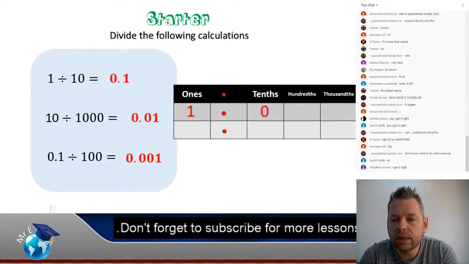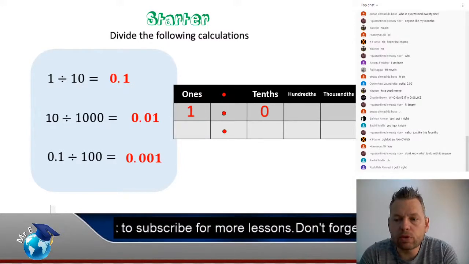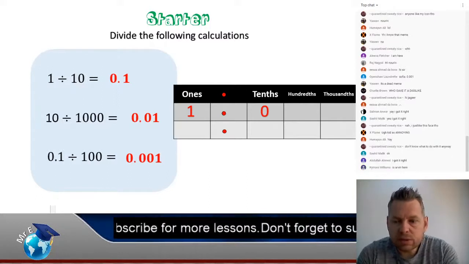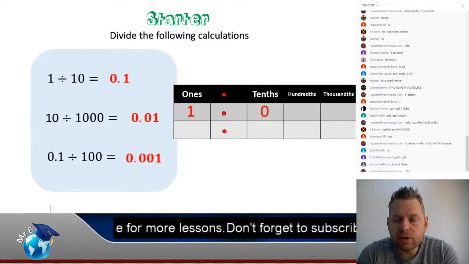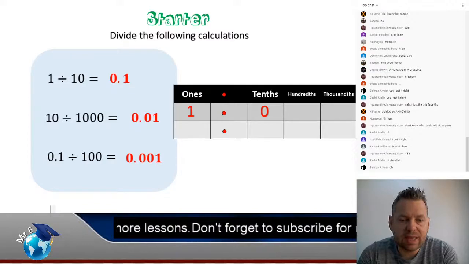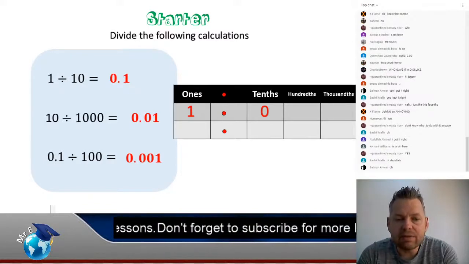So I'm going to put 1 in my ones column. At this stage, I have no tenths, no hundredths, no thousandths, and in those gaps, there are infinite zeros. So it goes tenths, hundredths, thousandths, ten-thousandths, and there are infinite zeros. Those zeros go on and on and on.